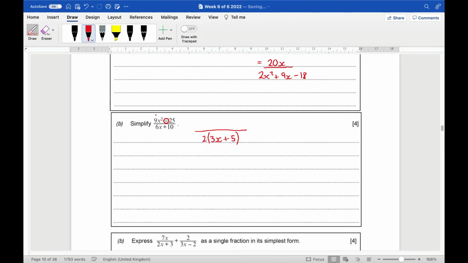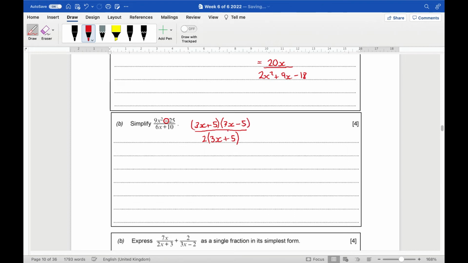And what is being squared? Well, to make 9x squared, what's being squared is 3x. And in the first bracket, we add what's being squared to make 25, which is 5. And in the second bracket, my pen's dreadful, we take it away.